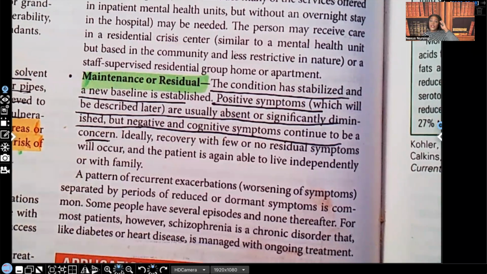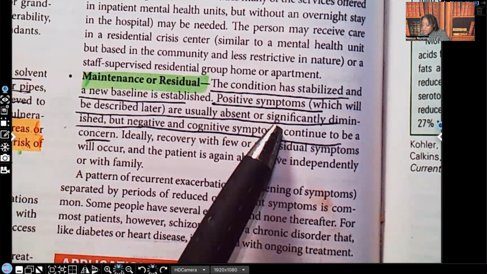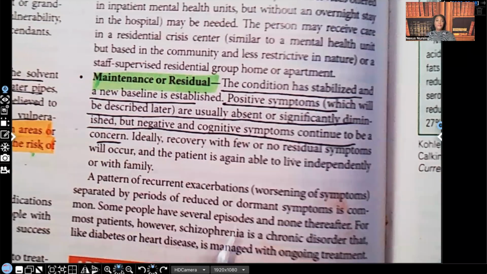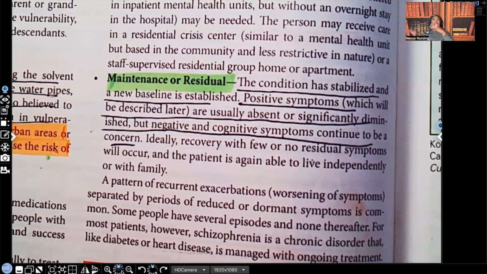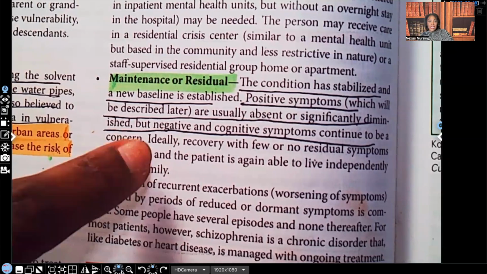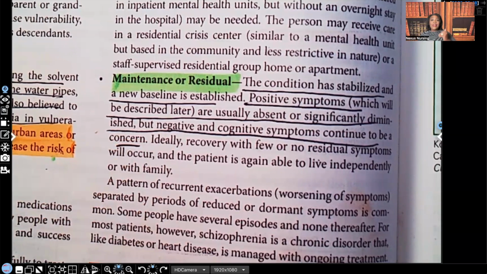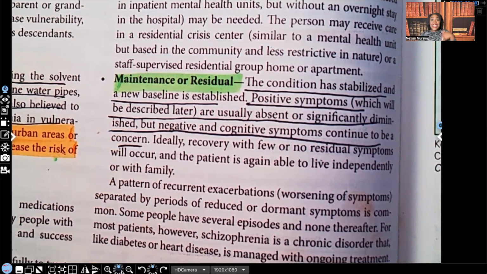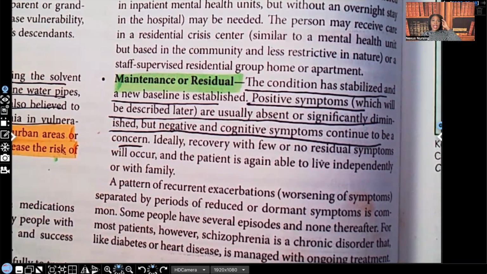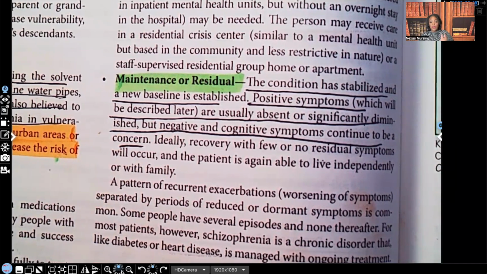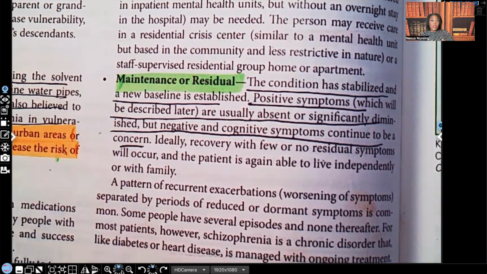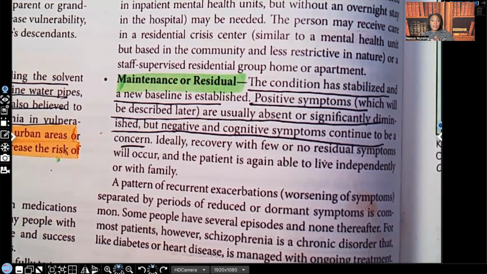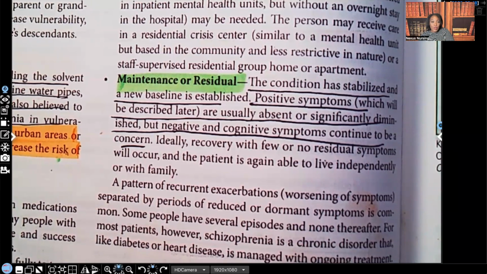Positive symptoms, and you guys are definitely going to have to know the difference between positive and negative symptoms. Positive symptoms are usually absent or significantly diminished, but negative and cognitive symptoms continue to be a concern. So let me just explain this to you now, and then we'll go over it again later. In the maintenance or residual phase, we really don't see positive symptoms. Positive symptoms are symptoms that the patient has that they shouldn't, such as hearing voices or seeing things. Negative symptoms are the symptoms that the patient should have, but they don't. Okay, we'll go over those later. But what's important to know now for the maintenance or residual phase: those positive symptoms that the patient has that they shouldn't, we really don't see much. But the negative symptoms we still see, which are things we should see in them that we don't.